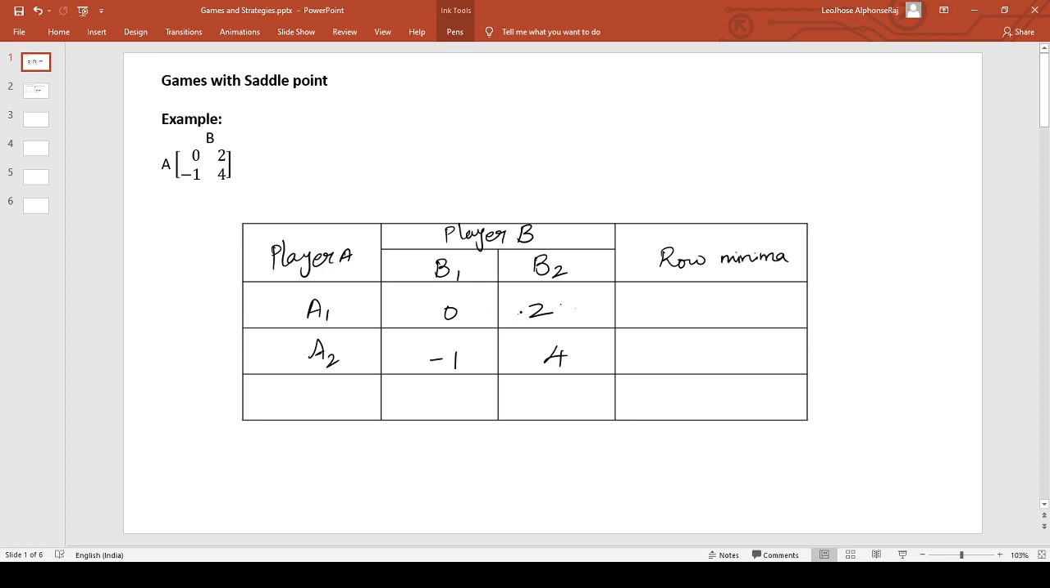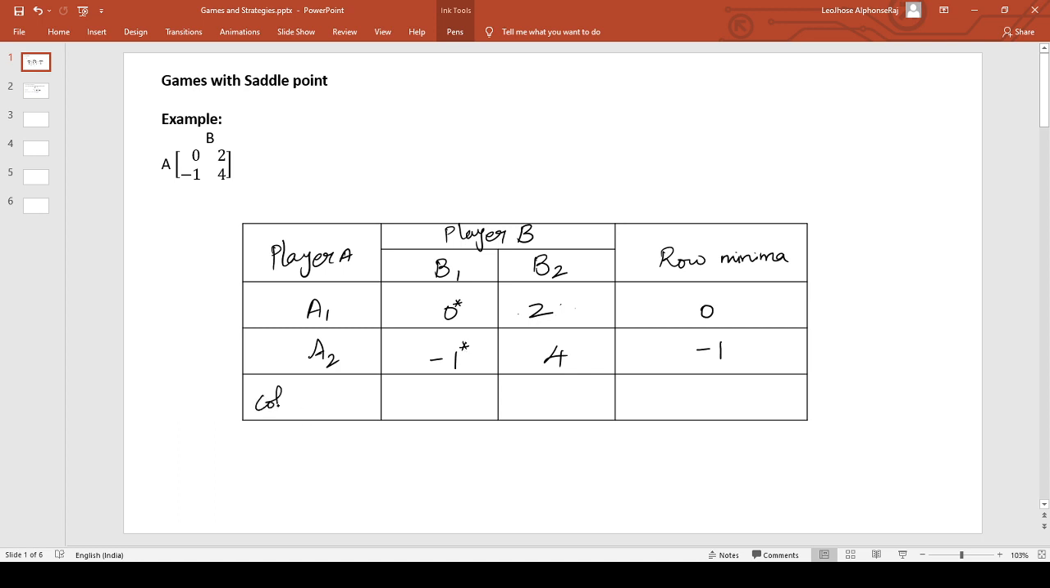Out of these two elements, whichever is the minimum element, you write it here and mark that particular element with an asterisk sign. So among these two, 0 is the minimum element. I'm going to mark it with the asterisk sign. Among these two elements, -1 and 4, the minimum element is -1. I'm going to write it down here and mark it with the asterisk sign.